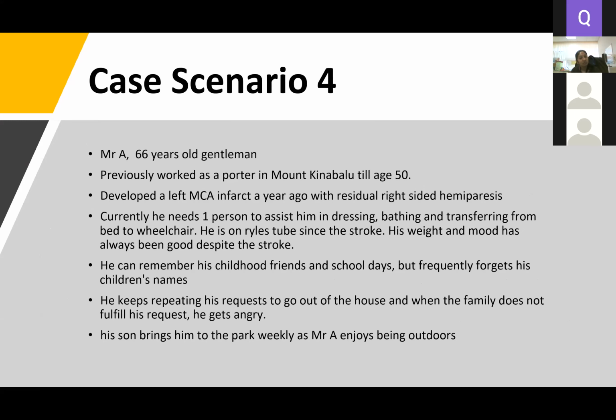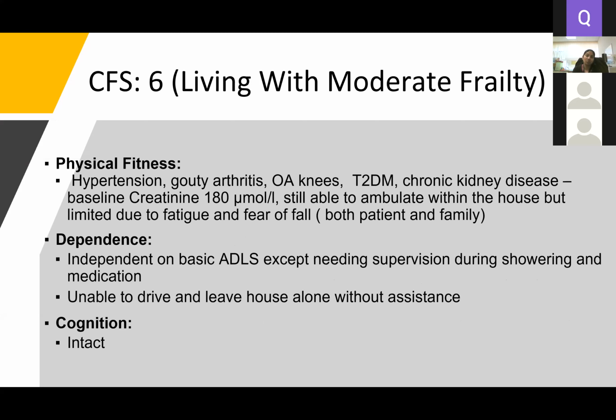So this gentleman will probably be somebody with CFS 6, living with moderate frailty. In terms of his physical fitness, he has so many diseases: hypertension, gout, OA, diabetes, but he's still able to ambulate in the house, though limited by fatigue and fear of falling. In terms of his dependence, he's independent in basic ADLs, except he needs supervision during showering and medication. He's unable to drive and leave the house alone without assistance. So we can see that he's mainly able to do certain things at home only, but his cognition is still intact. So this is an example of CFS 6.